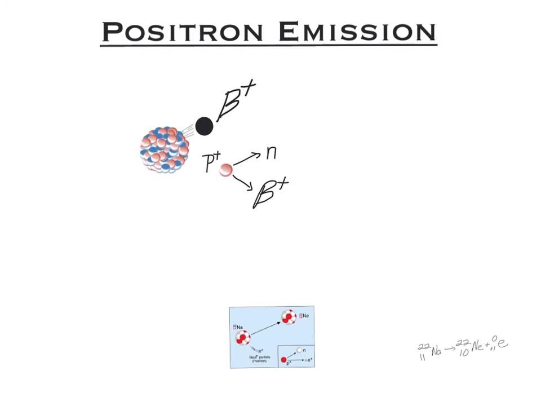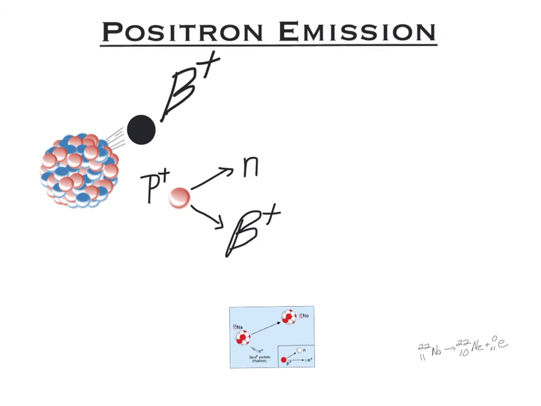First off, looking at the nucleus, we have protons and neutrons, and we can see that a beta plus particle, or a positron, they are the same thing, is kicked out of the nucleus. What's happening inside the nucleus is that one proton becomes a neutron and a beta plus particle. We take a proton and break it down into its simplest form, a neutron and a beta plus particle. The neutron stays in the nucleus, but the beta plus particle is what gets kicked out.